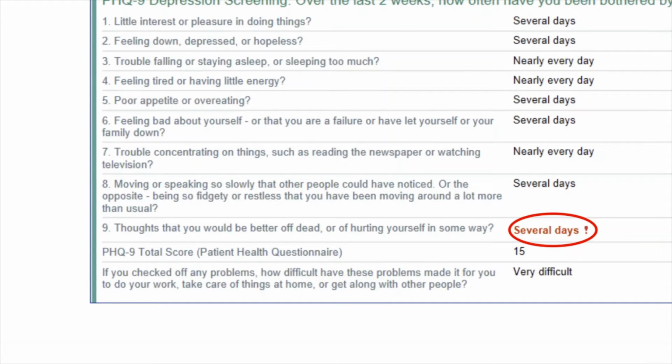The PHQ-9 is used in primary care as a guide for prescribing, or also to measure recovery and response to treatment. When we look specifically at item number 9, thoughts that you'd be better off dead or of hurting yourself in some way on the PHQ-9, it is scored like all other items from 0 to 3. And when we look at this statement, it is a broad statement, and any non-zero response leads to step 2.